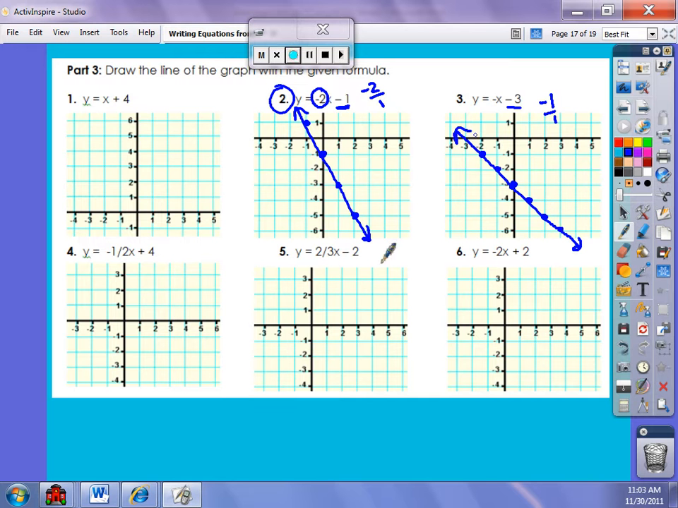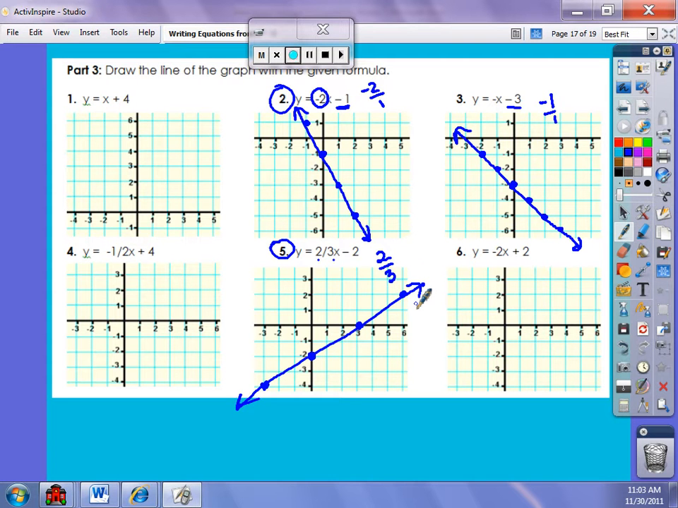Ones with the fractions are even easier because you already have your rise and run. This one's starting at -2, and it's going up 2 over 3. Up 2 over 3. It looks like I can fit one more in here too.